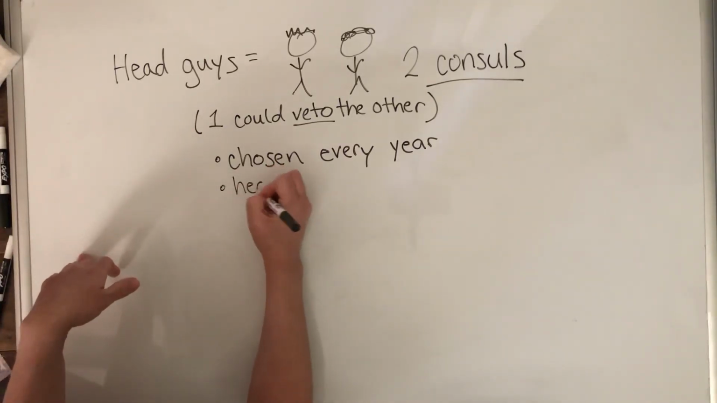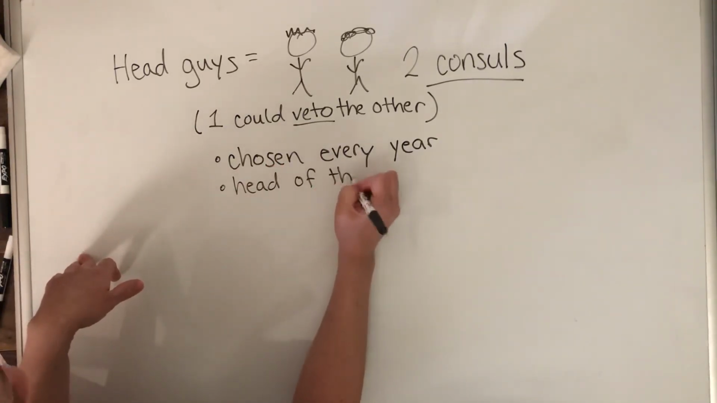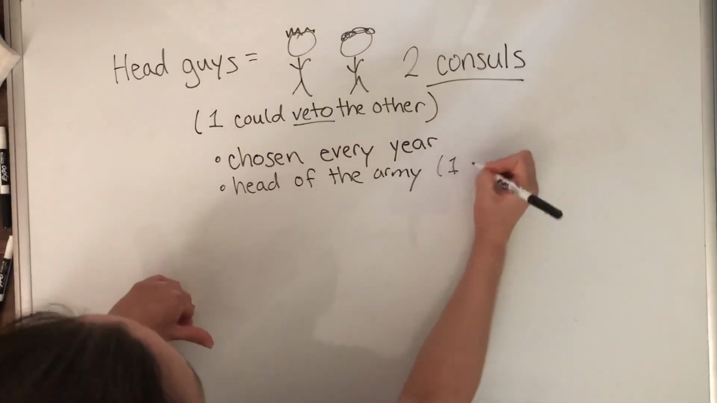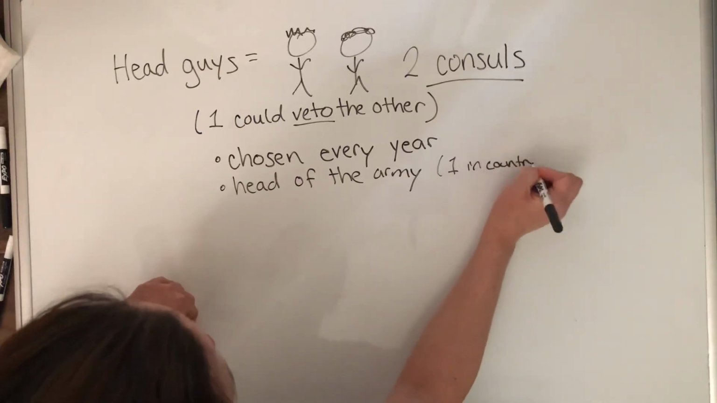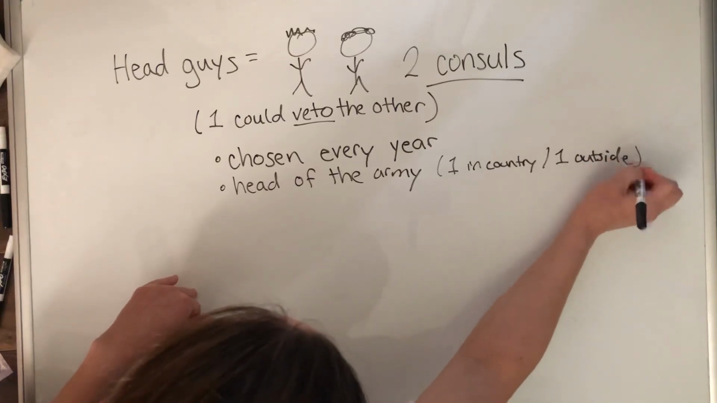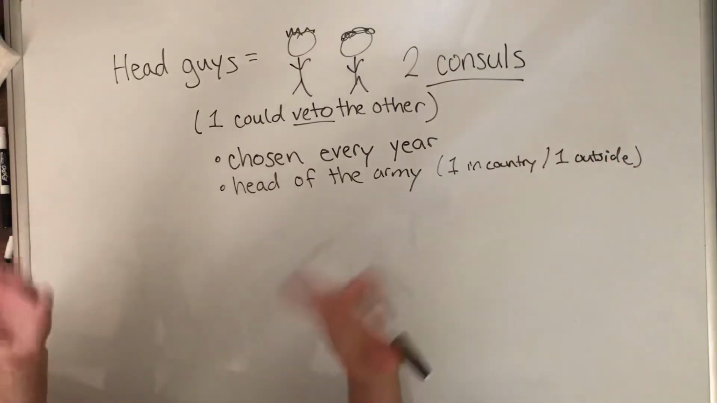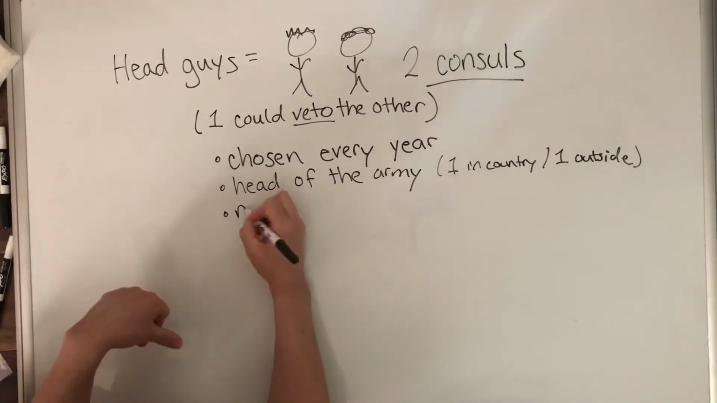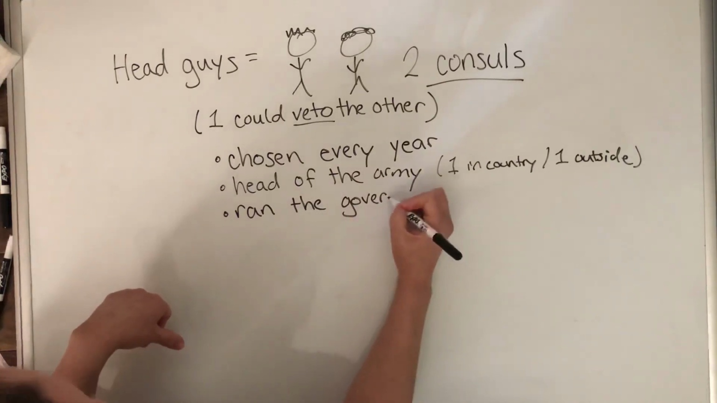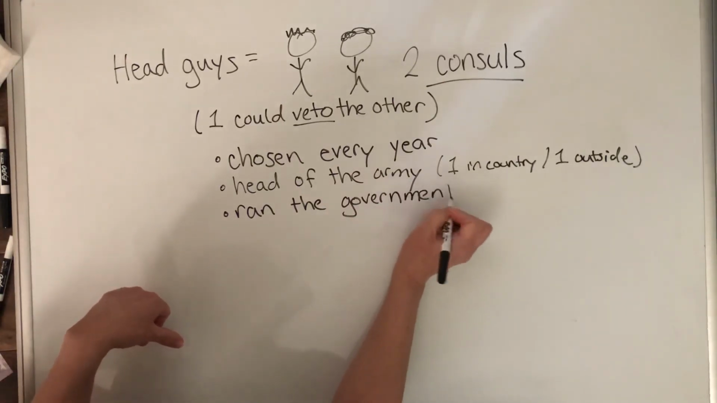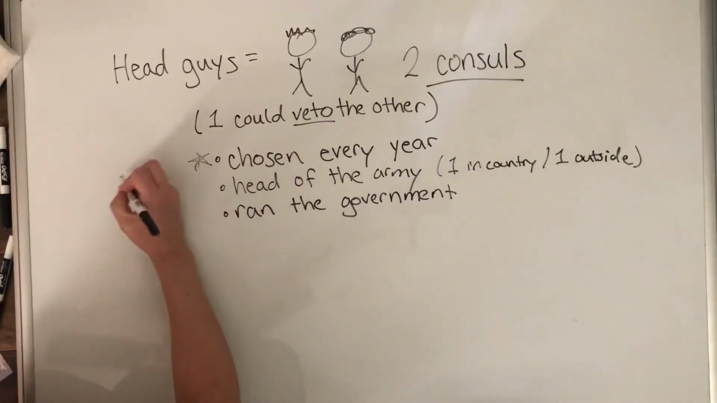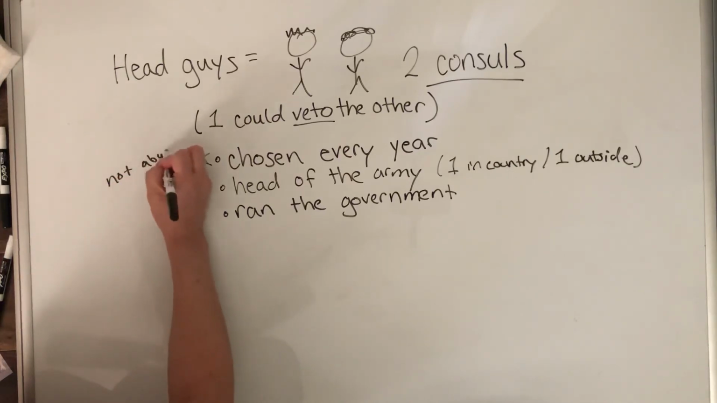These guys were technically the head of the army. They're military. And usually one of the guys would be here, one in the country, and the other one would lead the armies, one outside the country. So they could expand their territory, and we're going to talk more about that later. They both were in charge of the government, running the government. It was the head. You're the big kahuna. Okay, this one's super important. They're chosen after 1 year to not abuse power.